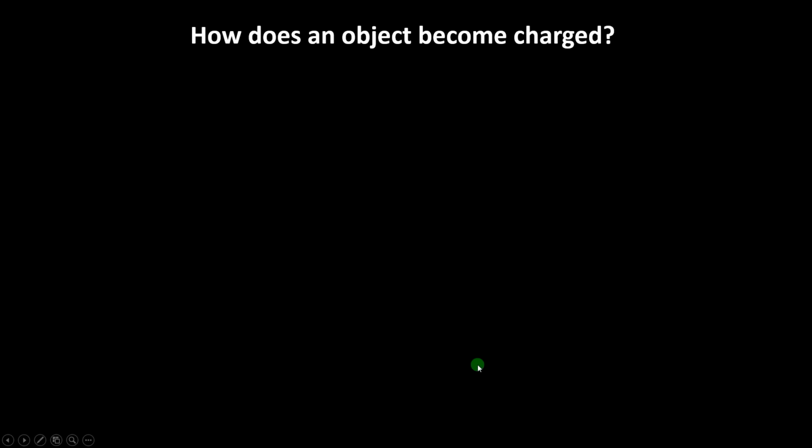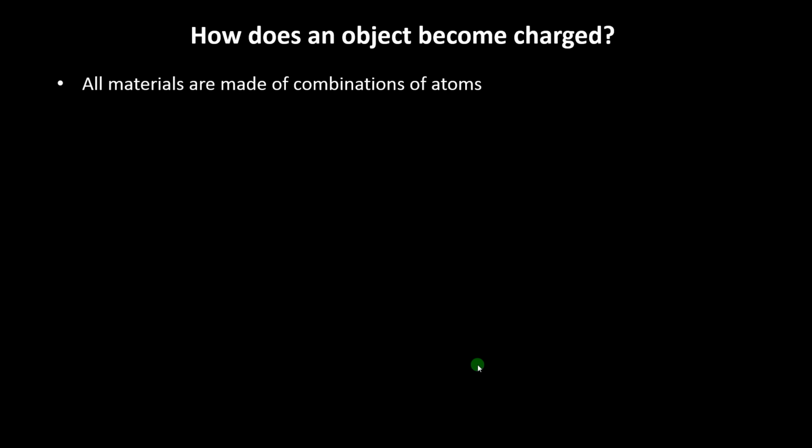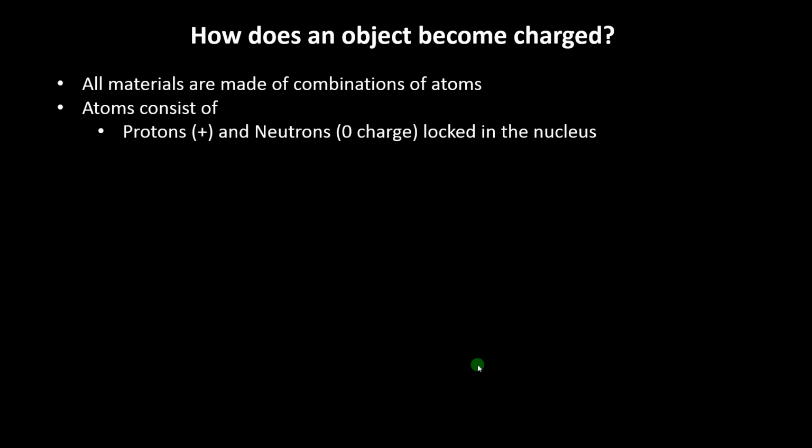Okay, so this is a P5 revision video for static, and the first thing you need to know is how we can actually statically charge objects. To understand this properly, we have to look at the structure of the material, and in particular the structure of atoms. We need to remember that everything's made up of atoms, and that in the atom we have protons and neutrons in the nucleus.